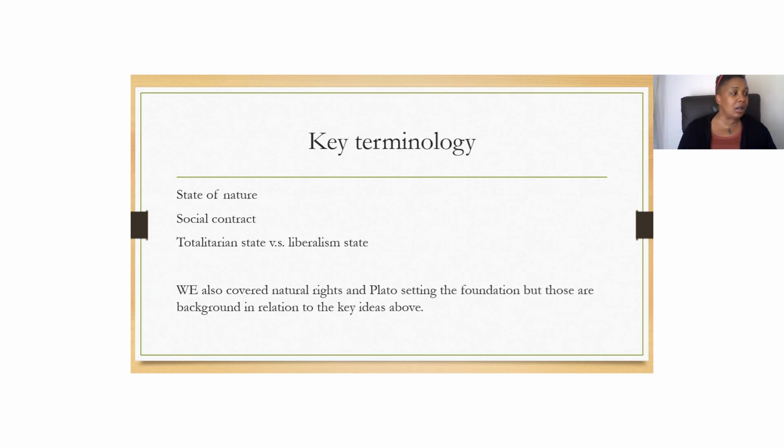A totalitarian state is basically Hobbes' view, a government system that has total power over the people, over the state, and regulates everything. Whereas a liberalism state is one where you think of freedom, and people have freedom to do as they choose. We also covered the idea of natural rights, those things inherent to people that can't be taken away. And we briefly talked about Plato as far as setting the foundation for this idea of having a social contract or some kind of agreement with your state. But those are background in relation to the key terms above that you'll need to know for the final exam.